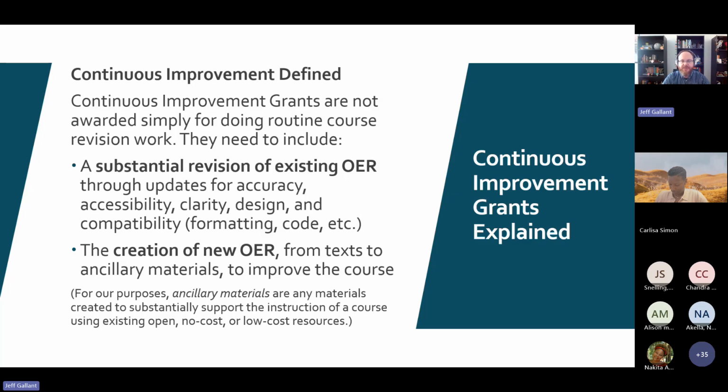We're trying to cover the extra time it would take to substantially revise something, to do an entire accessibility overhaul for an open textbook that is inaccessible at the moment, to do a second edition of an open textbook that needs it, to create an entire series of podcasts or videos or anything that's ancillary to the core materials that you're requiring in the course. Ancillary materials are a big part of creating things like continuous improvement grants.